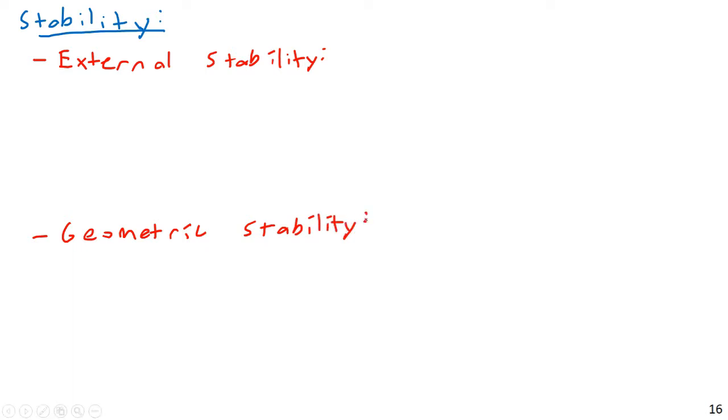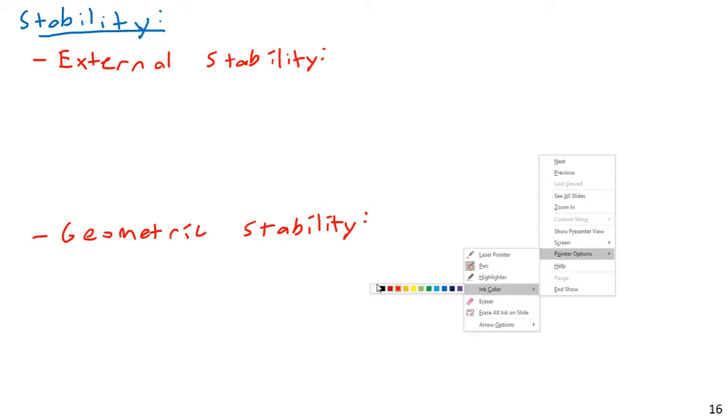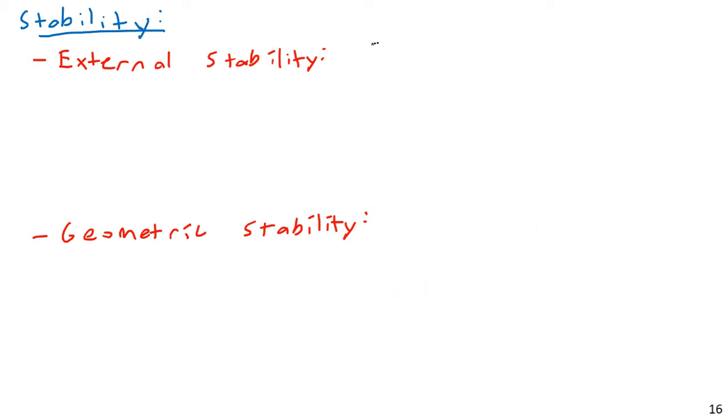So we have both external and geometric stability, and let's define each of these. External stability, again, is going to be whether a frame or truss can resist translation or rotation.